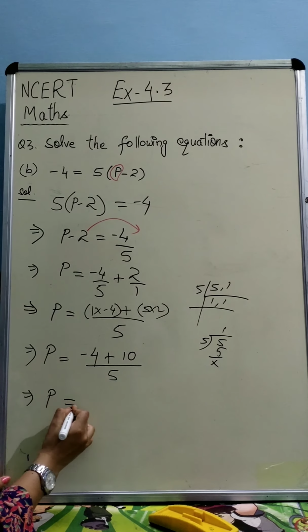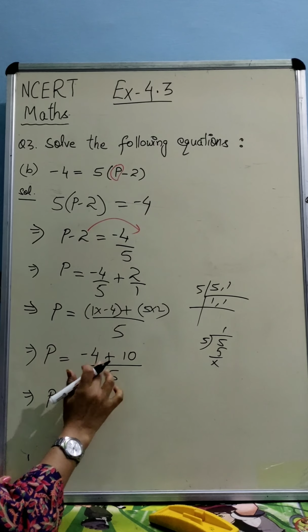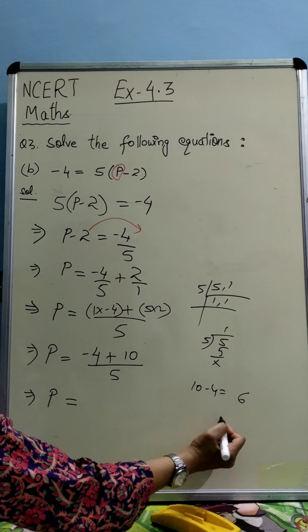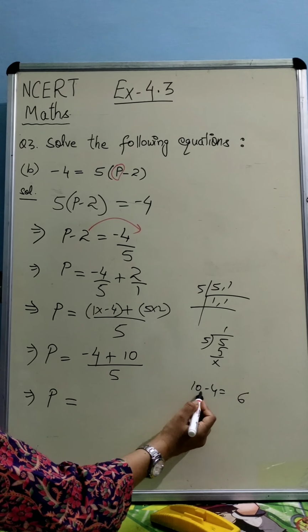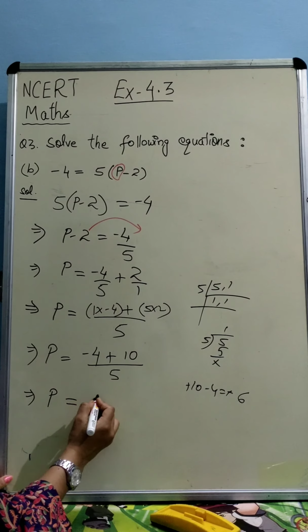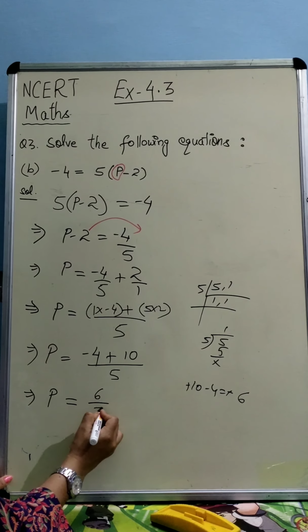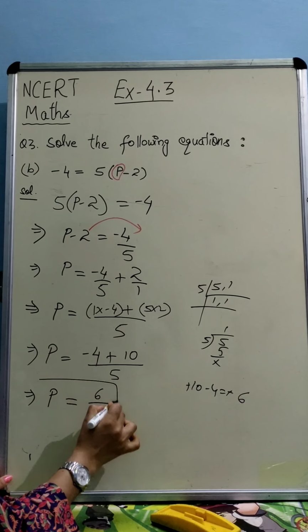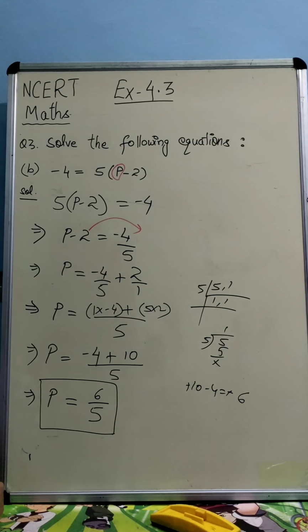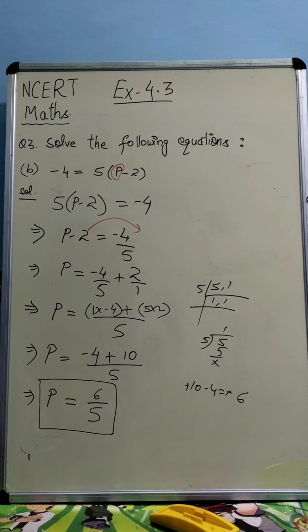So this implies P is equal to. Now plus minus is minus. So 10 minus 4 is how much? 6. Okay. So the greater number is 10. It is having plus sign. So we will have plus with the result. So that is 6 upon 5. So the value of P is 6 upon 5, which is our required solution.